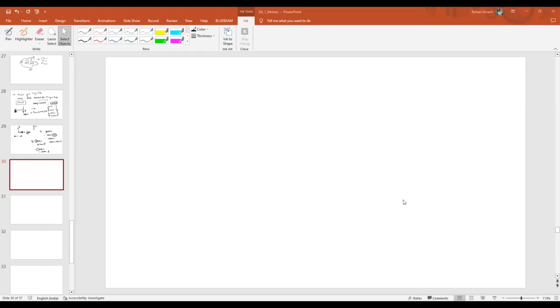Is my screen visible? Visible, sir. Yeah, okay, thank you. So as said in the previous class, we are discussing forces and we discussed the equilibrium equations, and we have also discussed the free body diagram. So before going further, let us discuss more examples on the free body diagram. Okay, let's start from a simple example.